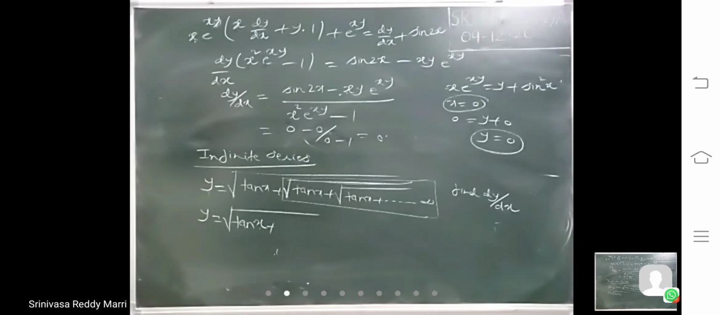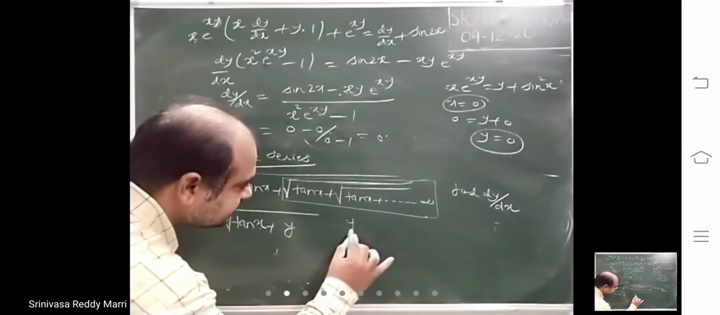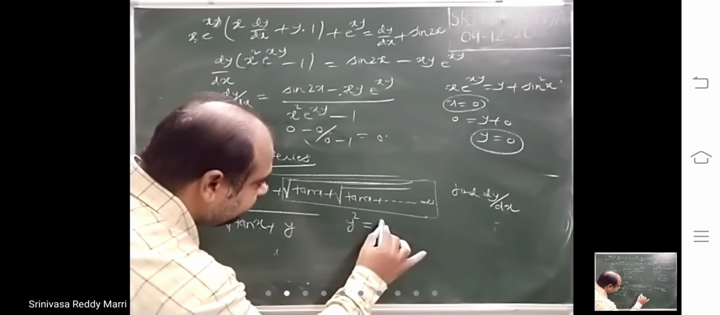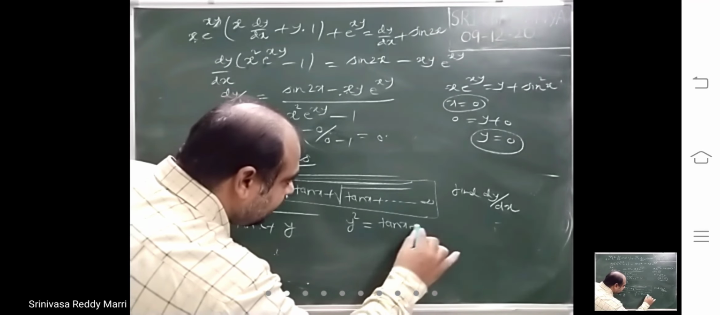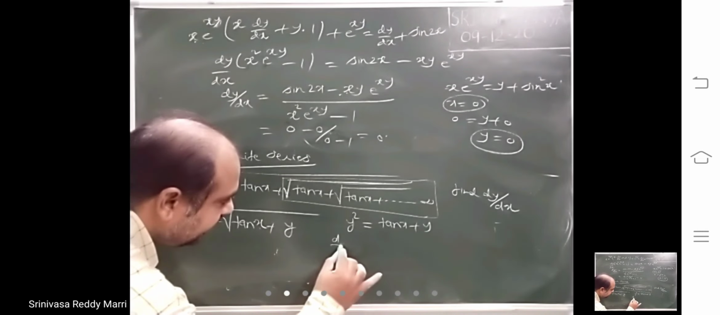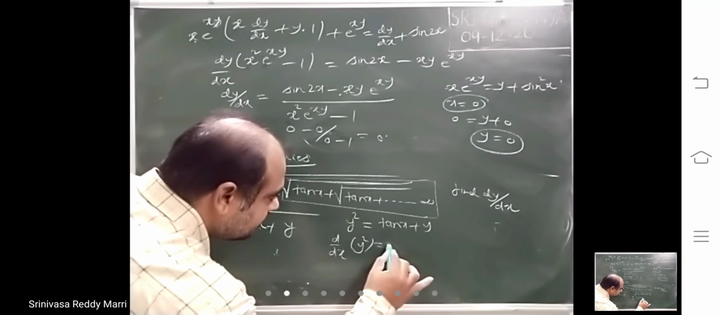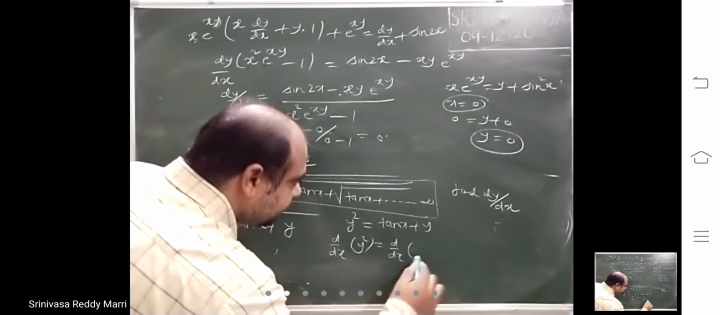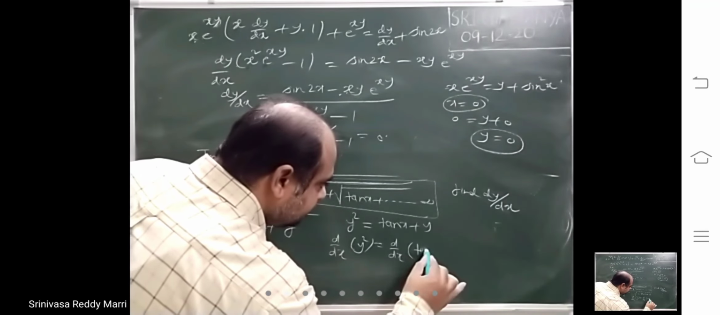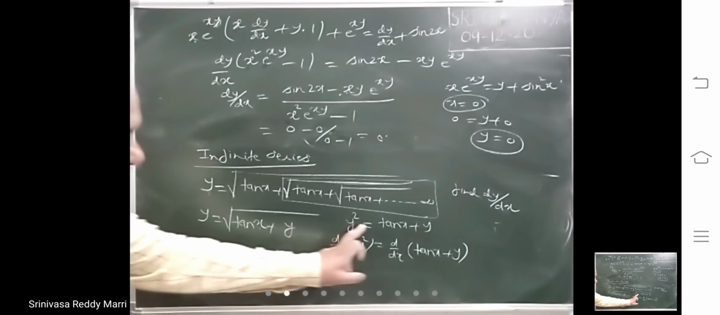Again it starts with y, so you write y. Root of tan x plus, that repetition is y, so square on both sides: y square equal to tan x plus y. So apply d by dx on both sides of the equation you got.